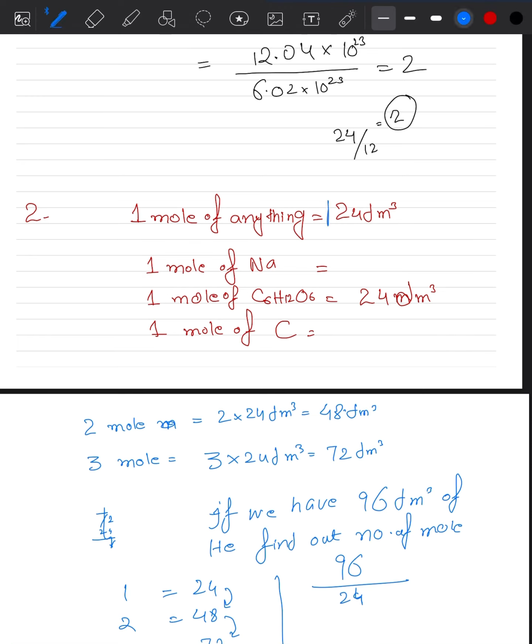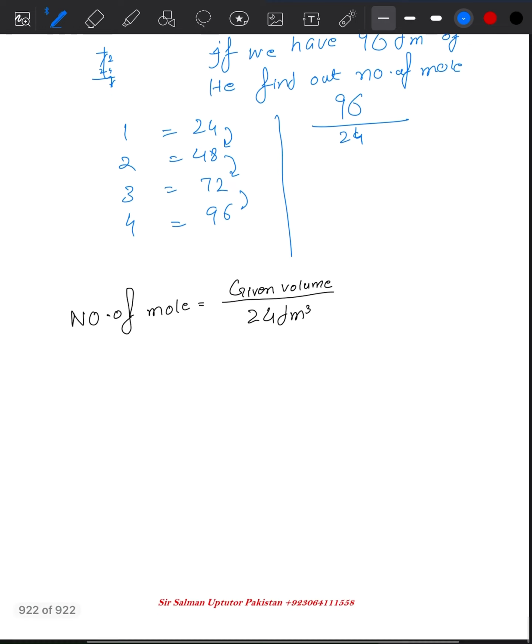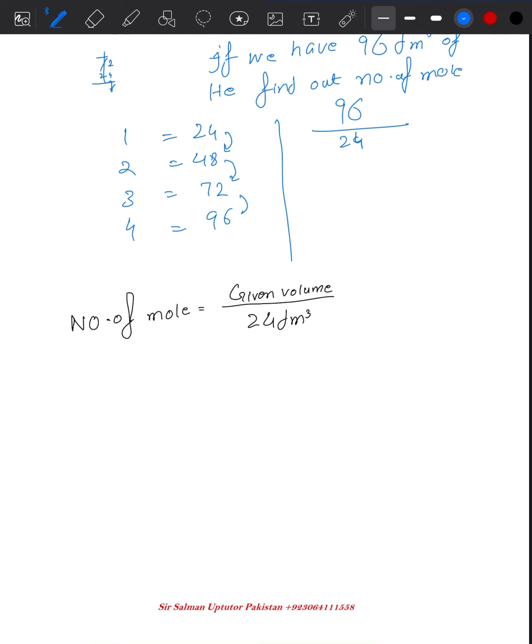1 mole, 24 decimeter cube, is also called molar volume. 1 mole of anything has a volume of 24 decimeter cube. So we call this volume the molar volume, for convenience.